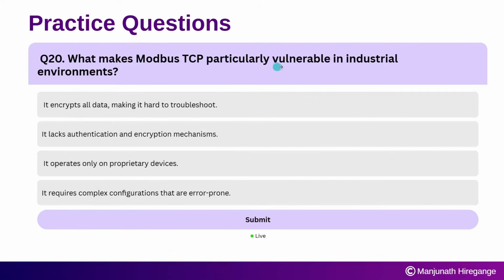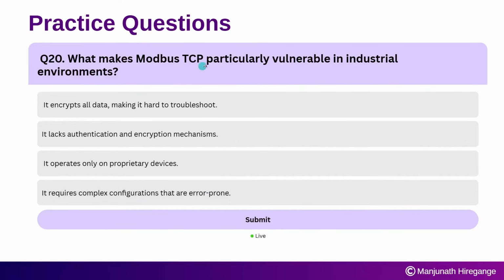What makes Modbus TCP particularly vulnerable in industrial environments? It encrypts all data, making it hard to troubleshoot. It lacks authentication and encryption mechanisms. It operates only on proprietary devices. It requires complex configuration that is error prone.